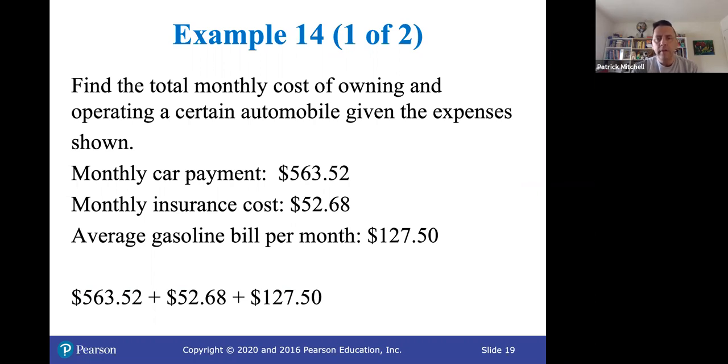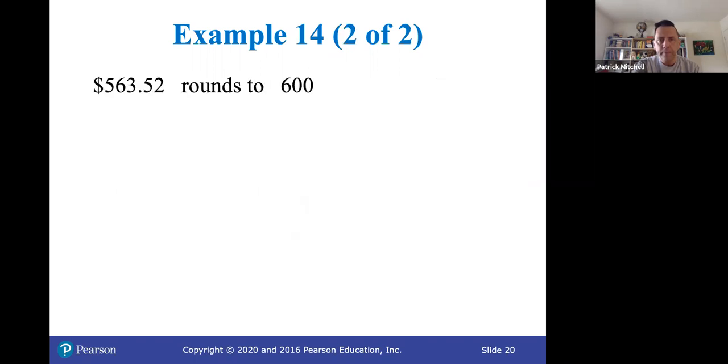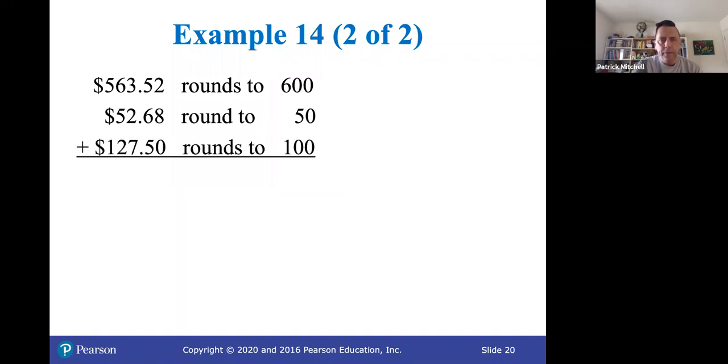And alongside of that, we're also going to do the estimate so that we can determine if our answer is reasonable. So they rounded the first one to the nearest 100, they rounded this one to the nearest 10, and they rounded that one to the nearest 100. So the advantage of doing it that way is it makes the rounded numbers super easy to add. Those are going to add up to $750.